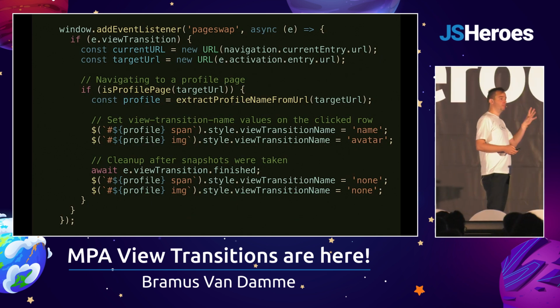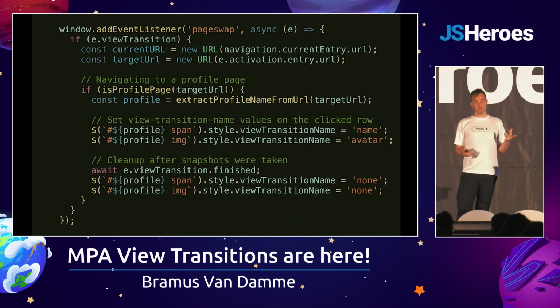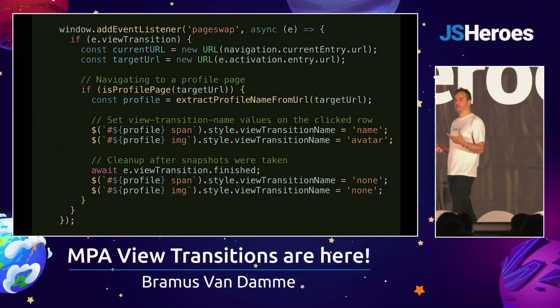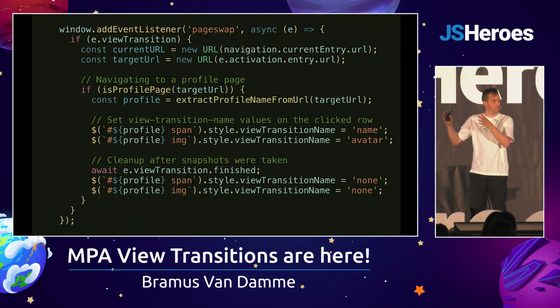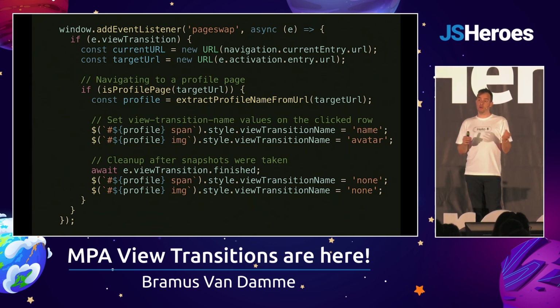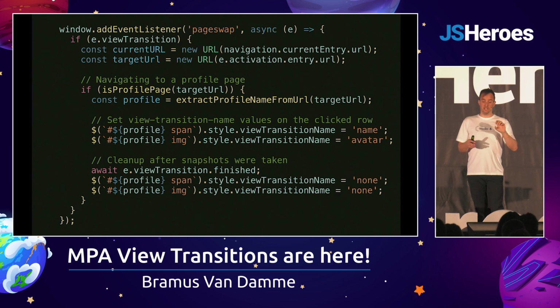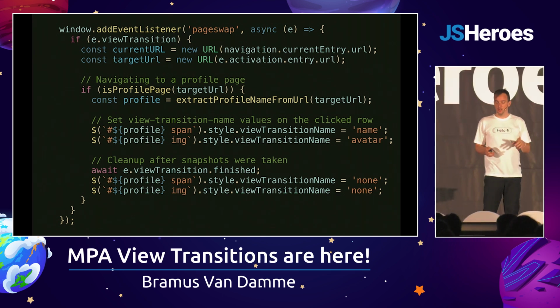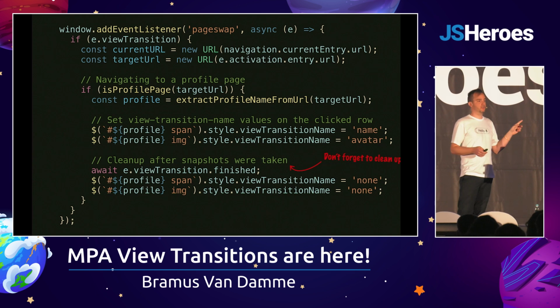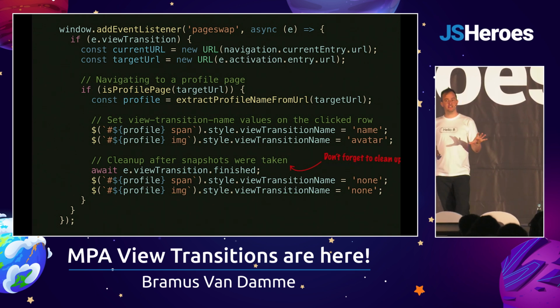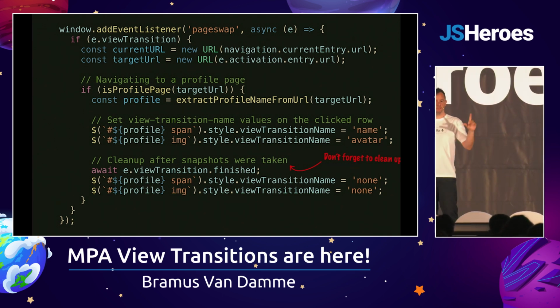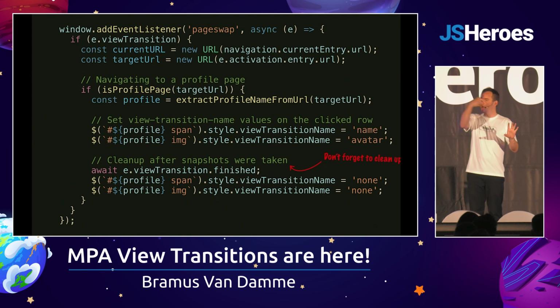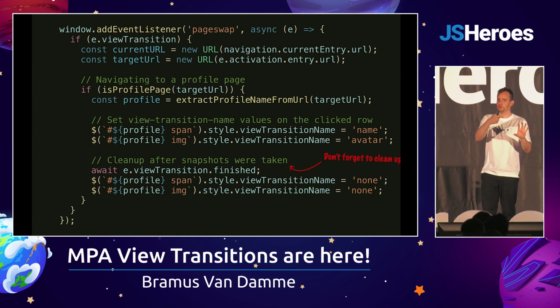And this is the code for it. I added a page swap event listener on the old page. I'm extracting information from the current and the destination URL. And depending on that, I am adding view transition names to specific elements. Don't forget to clean up afterwards, by the way. Because if you changed that, and then on a new page you do the same, it will work. But if you then hit your browser's back button, it won't work.